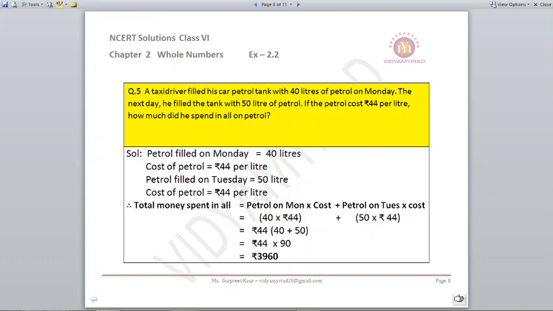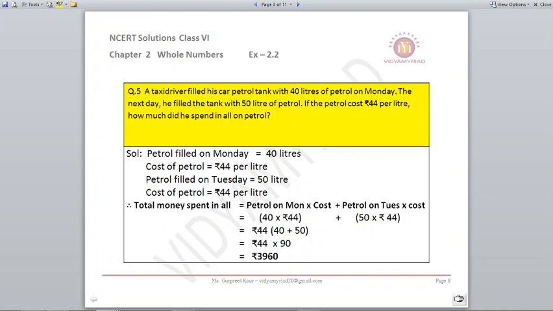Just add them together, or before multiplying you can take out common 44. Both the places 44 is there. So inside the bracket will be 40 plus 50. So 44 multiplied by 90. Ignore 0. So 44 into 9 when you do, you get 396, and 0 just put it with that. So rupees 3960 he paid all together.